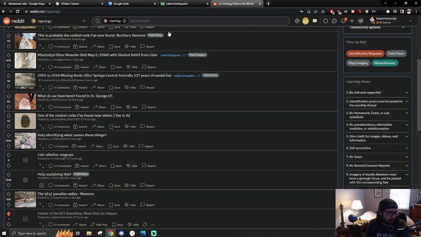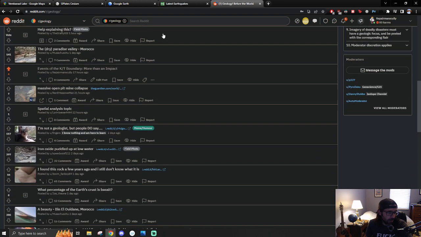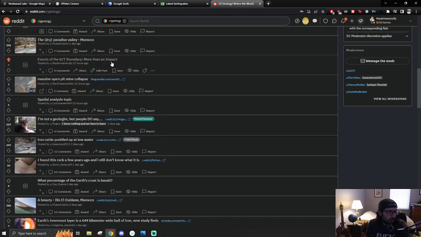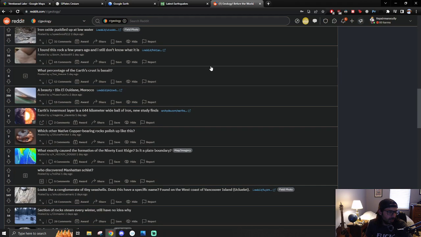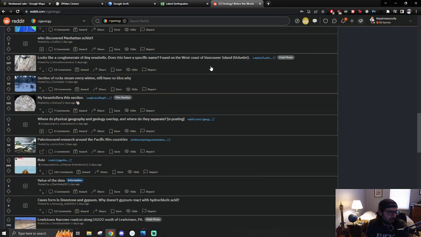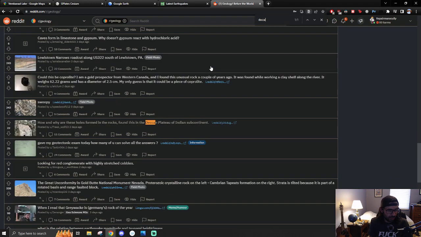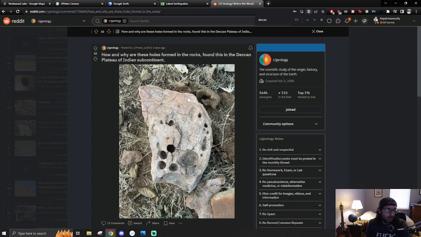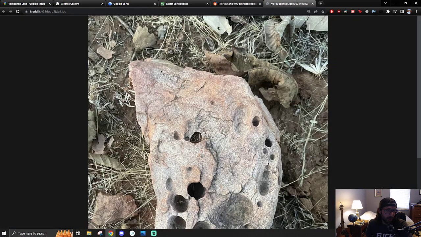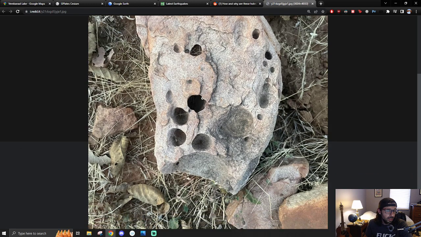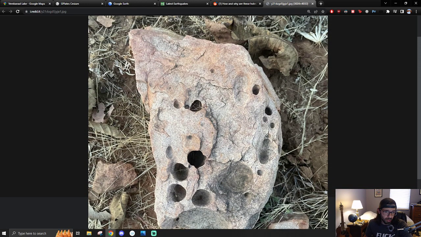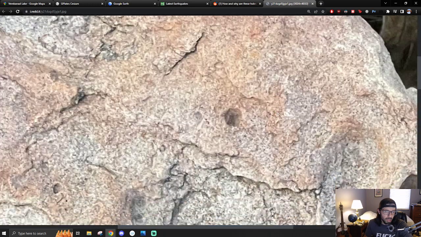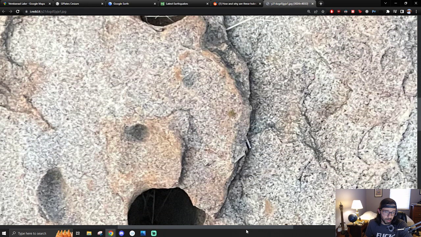One of these is about the Deccan Traps. Hey, I got a positive response. Thanks, guys. Let's search for Deccan, and here we go. So this is stone. It immediately reminded me of shalograms, especially right here. Maybe I can go through this real quick because I was looking at it.